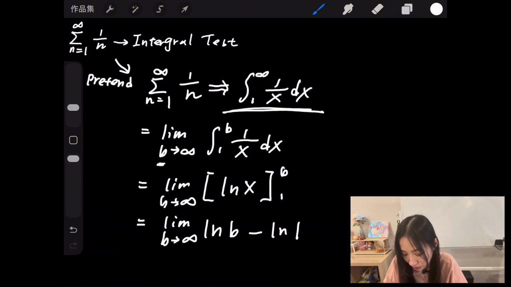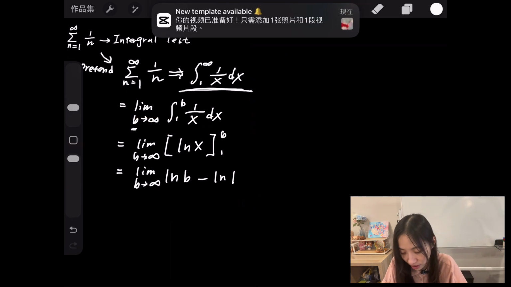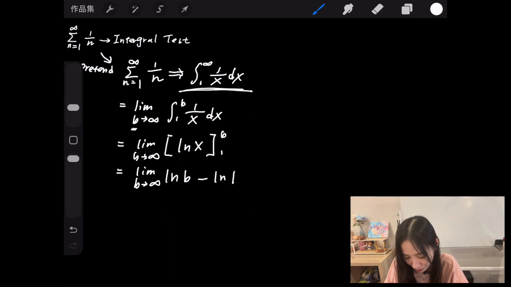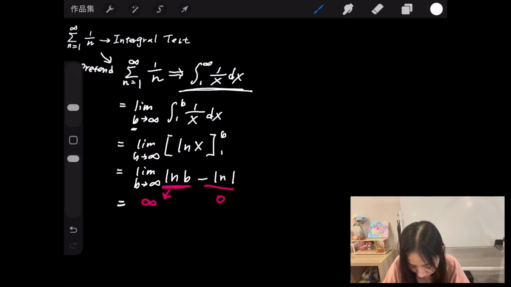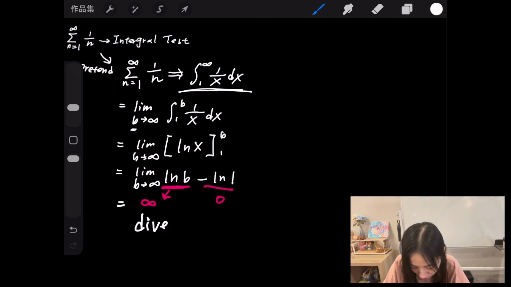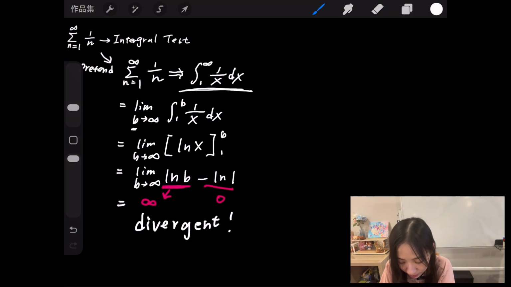And we all know ln 1 is 0, right? Because any number raised to the power 0 is 1, so ln 1 is 0. As b approaches infinity, we know ln b is going to be infinity. Why? Although ln grows very, very slowly, it still diverges. So here is infinity, and here is 0, so the answer is actually divergent. Surprisingly. Okay, this is the first way.